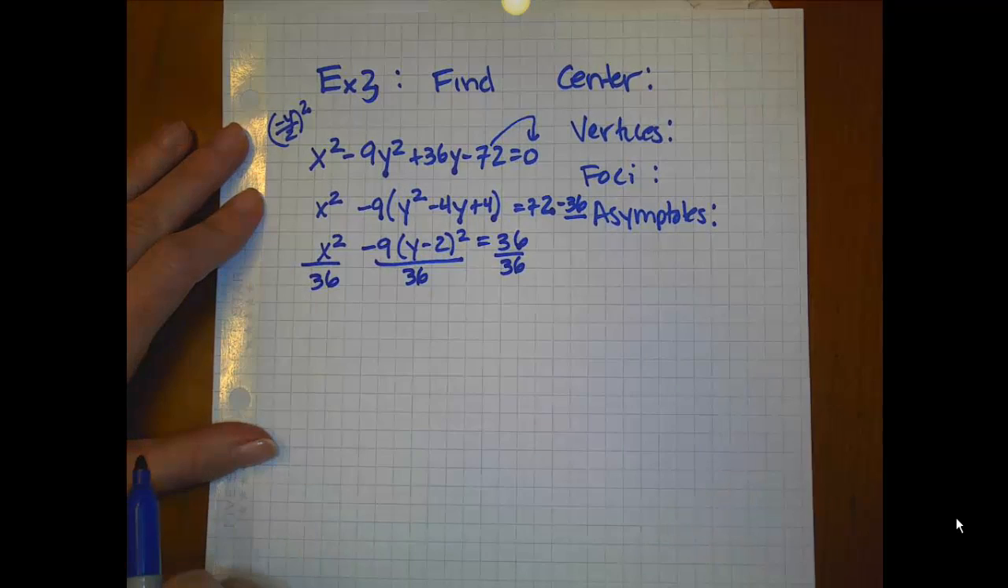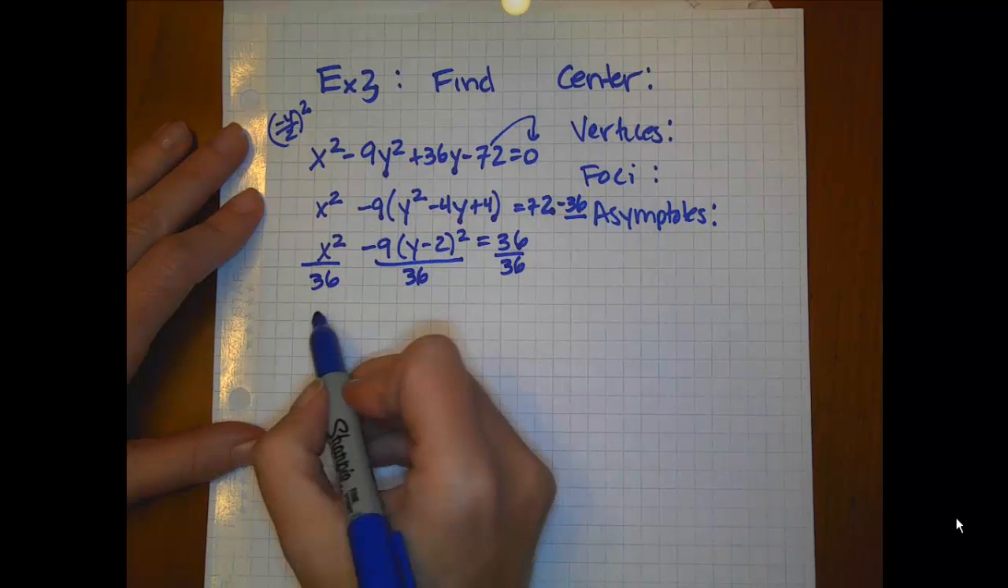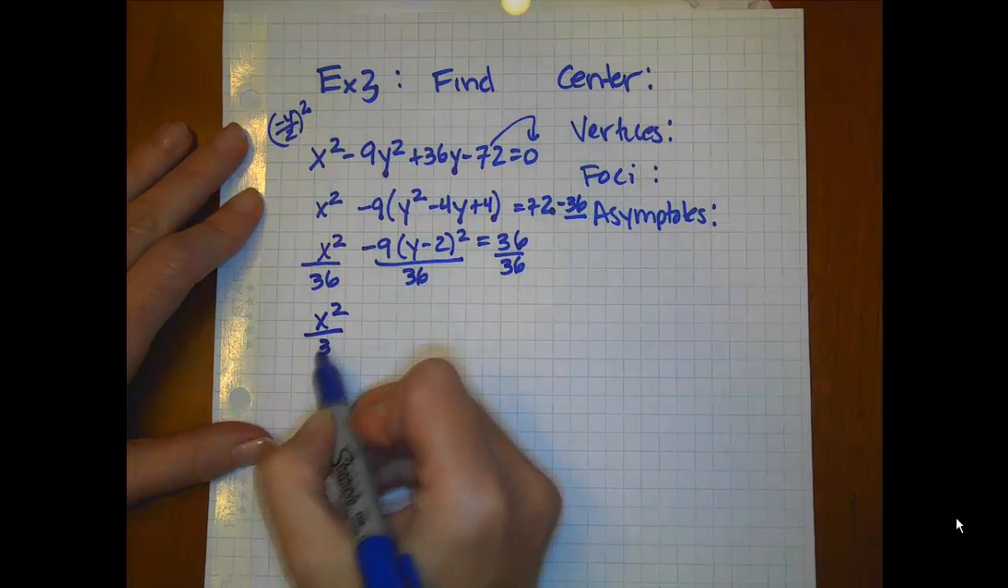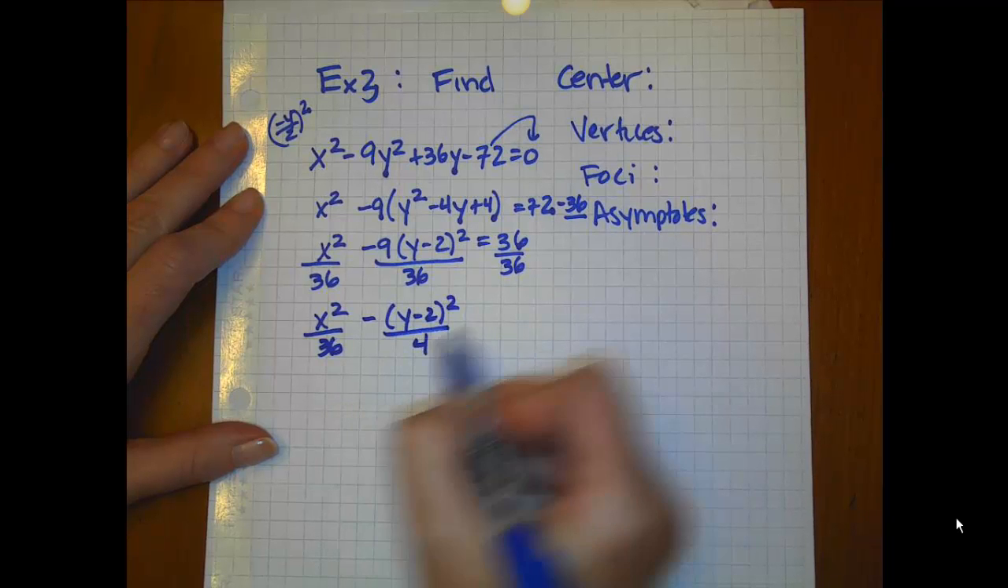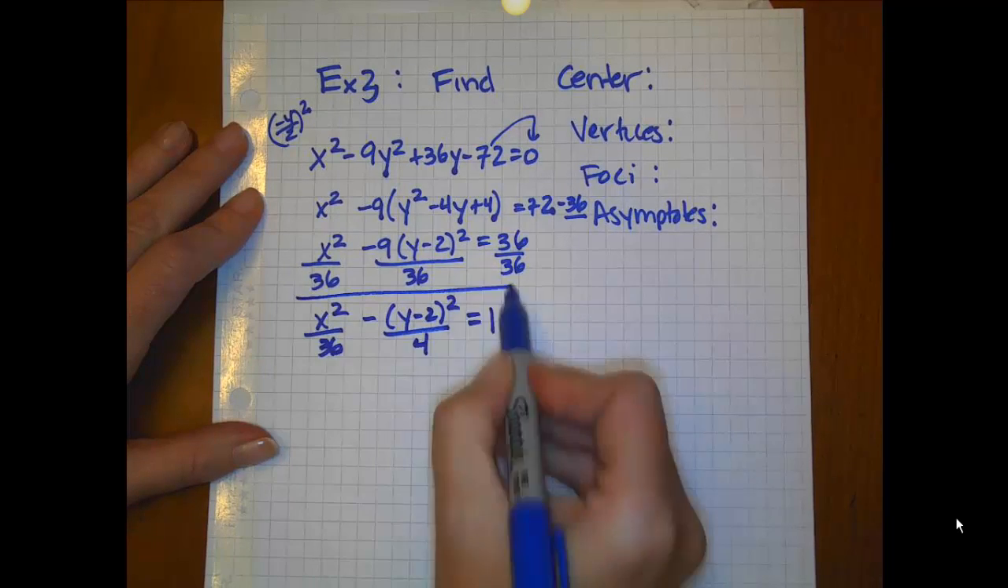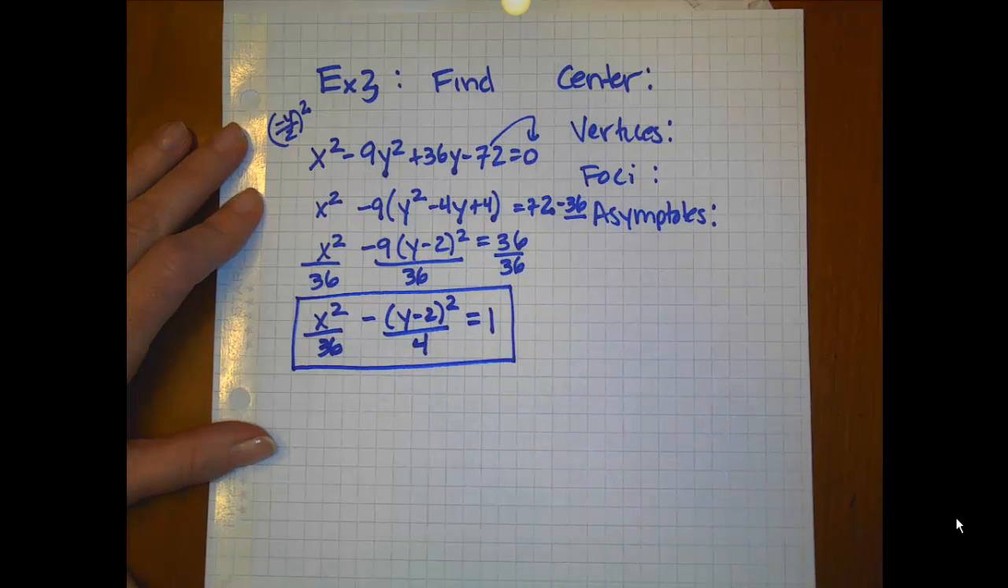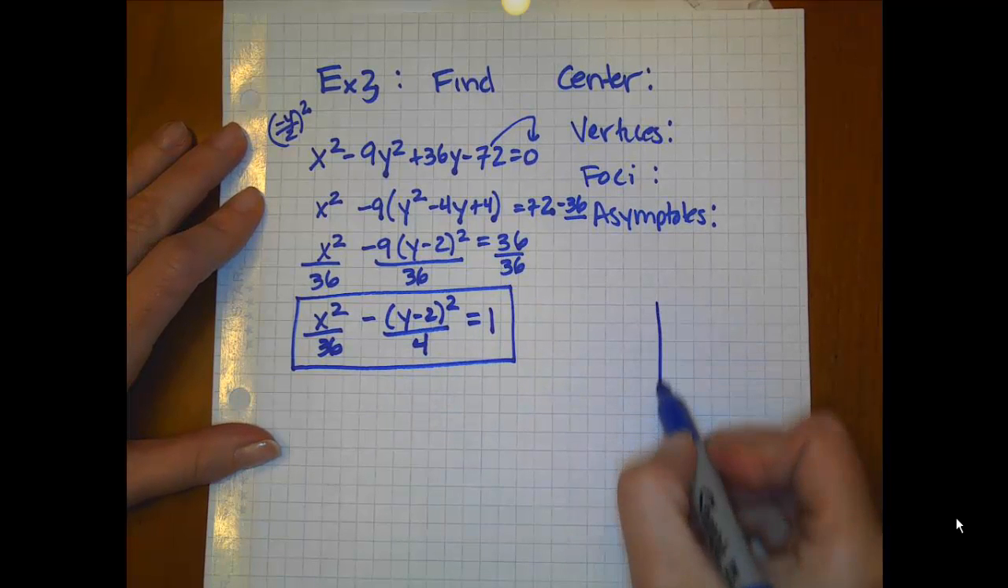Harper, enough. I'm going to divide everything by 36. So I have x squared over 36 minus the quantity y minus 2 squared over 4 equals 1. And this is the equation that I'm going to deal with. So let's sketch what we have so far.